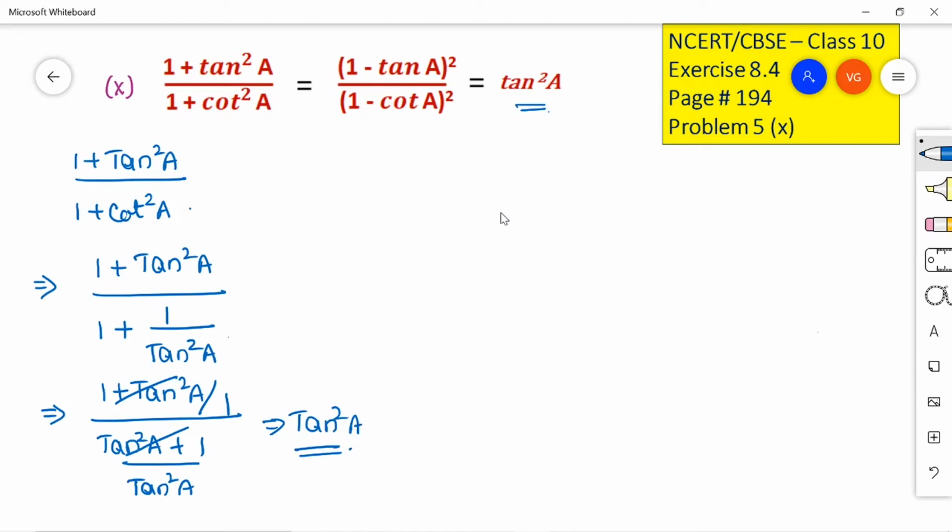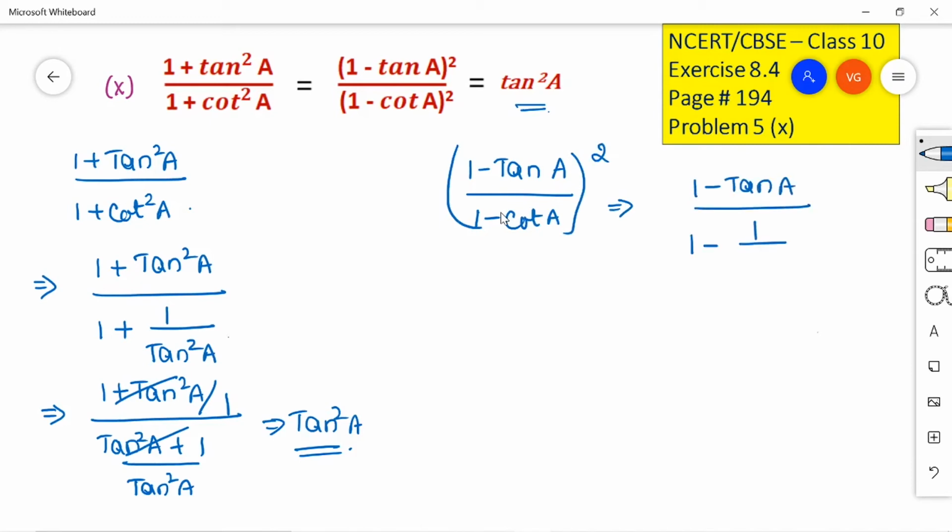And the second term, if we take, this is given as (1 − tan A)² divided by (1 − cot A)². That also can be written simply as ((1 − tan A)/(1 − cot A))², right? So again, try to convert all cots into tans: (1 − tan A) divided by (1 − 1/tan A), whole squared, right?